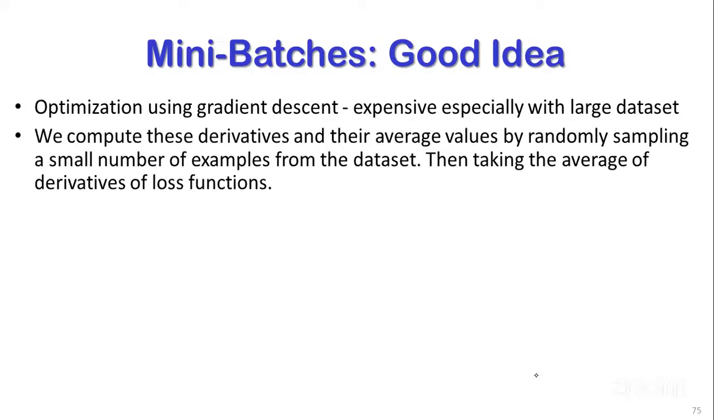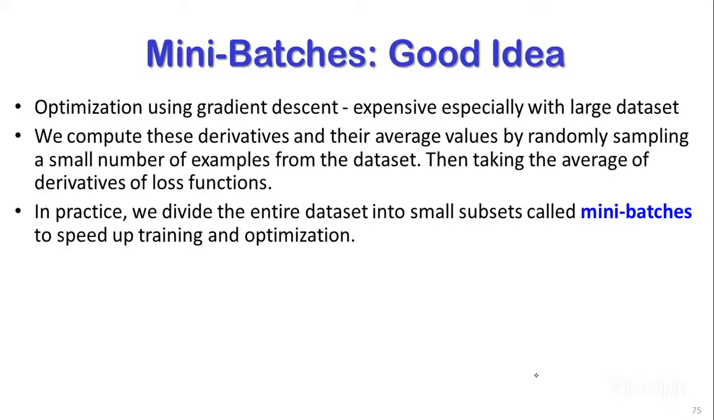So what we are going to do, instead of using the entire data set in one go, we are going to compute these derivatives and their average values by randomly sampling a small number of examples from the data set. Not going to do it for all, right? Just pick a small number of examples and do this. And then we are going to take the average. See, earlier we were taking the average of derivatives of the loss function with respect to all. But here we are going to take it only for that small set of inputs.